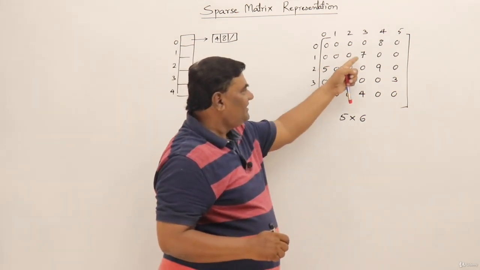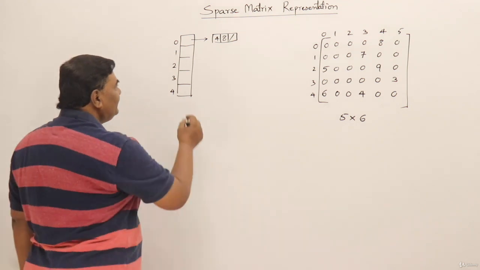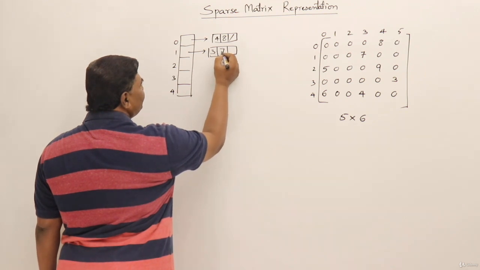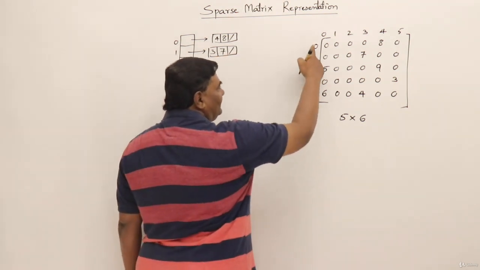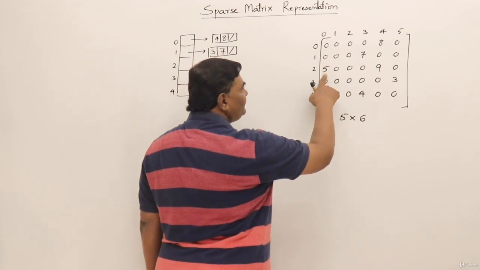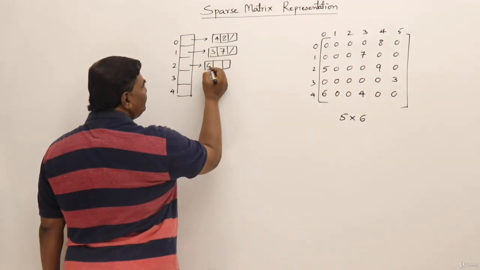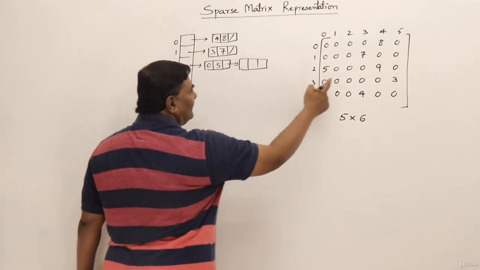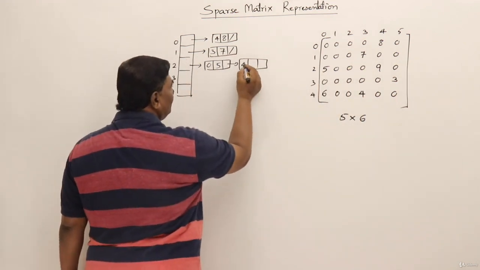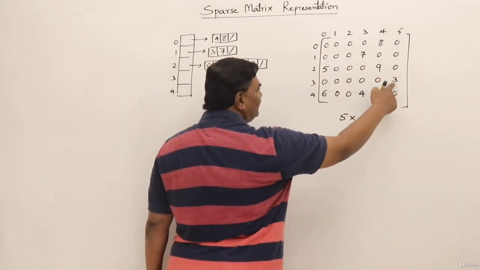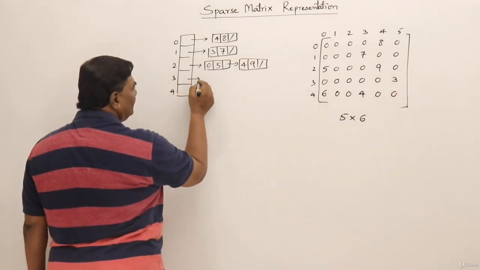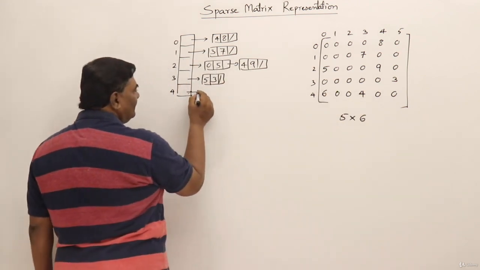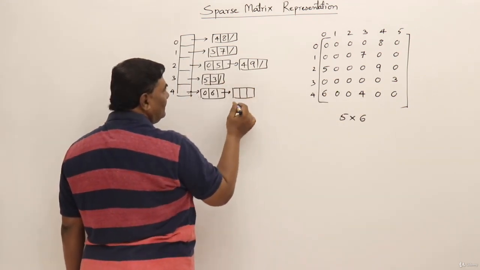Then next row, row 1, there is one non-zero element at column 3. So column 3, element is 7, and this is null. Then in row 2, we have two non-zero elements at index 0 and 4. At column 0, the value is 5, and next at column 4, value is 9. The next row, we have an element at column 5. Then in this row, we have two non-zero elements at column 0 and column 3.